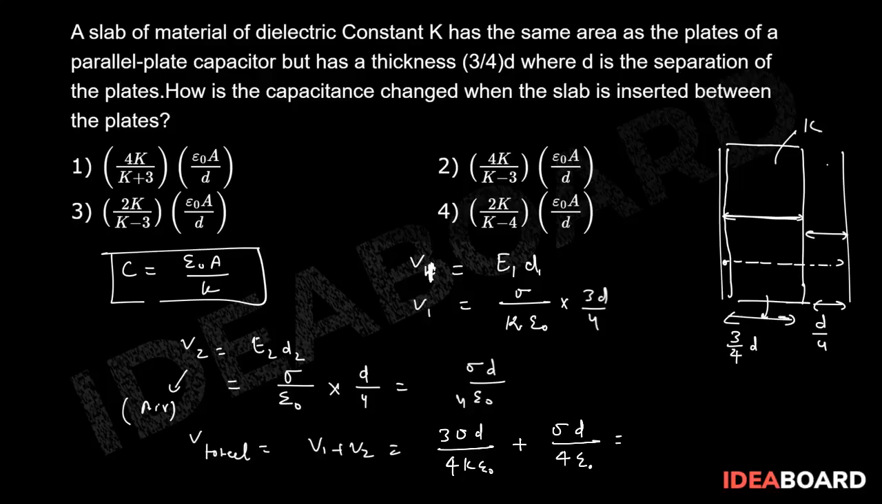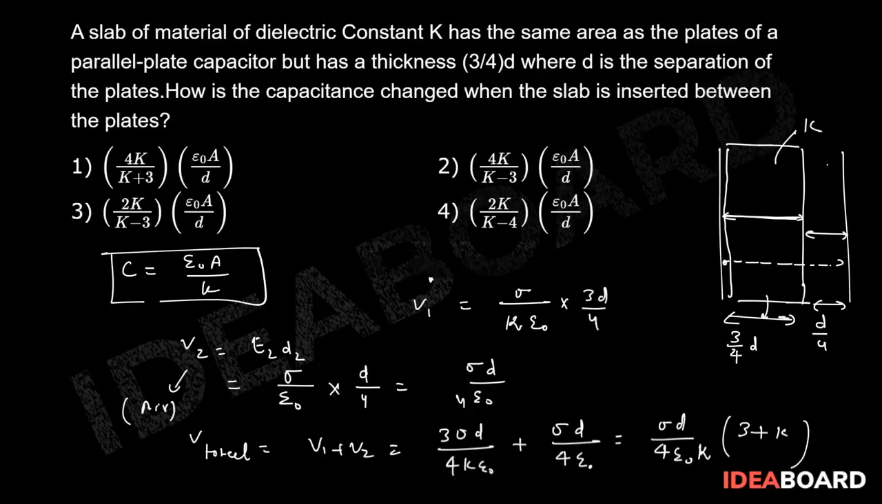Now we can take common sigma D by 4 epsilon naught, and if we take K also common, then we get 3 plus K over K, which gives the V total. So now we have the value of V total, but we want the capacitance. How is the capacitance changed when the slab is inserted? So we want to calculate the equivalent capacitance.